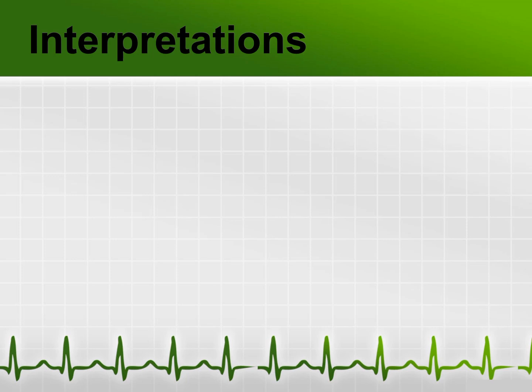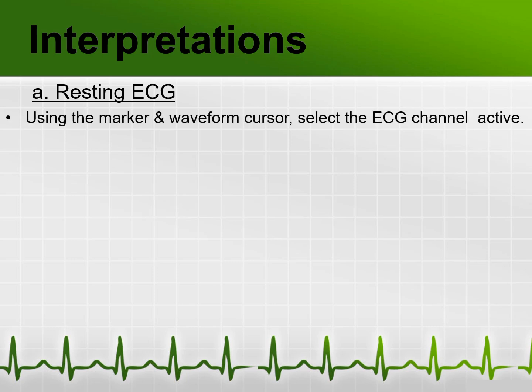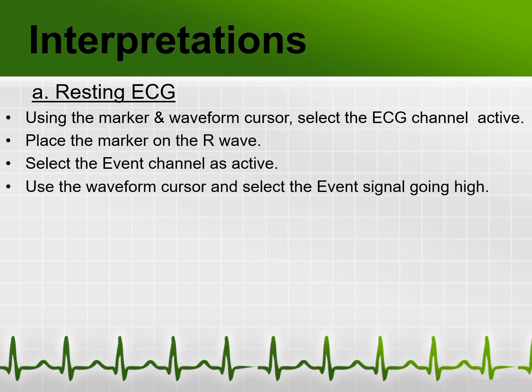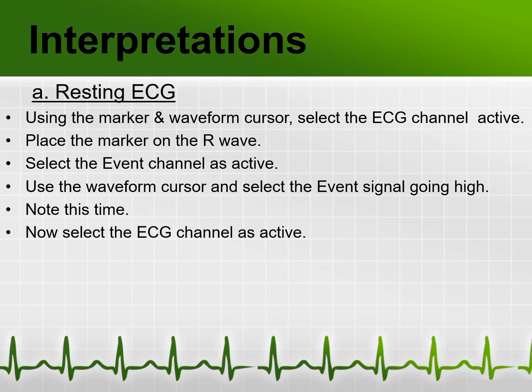What are the interpretations? Using the marker and waveform cursor, select the ECG channel as active. Then place the marker on the R wave. Then select the event channel as active. Then use the waveform cursor and select the event signal going high. Note this time.